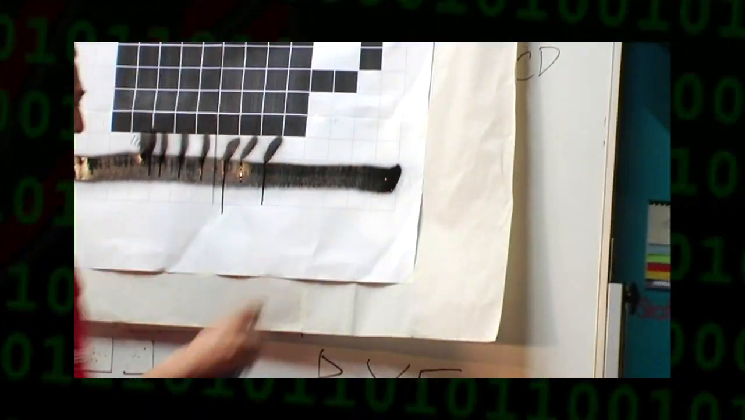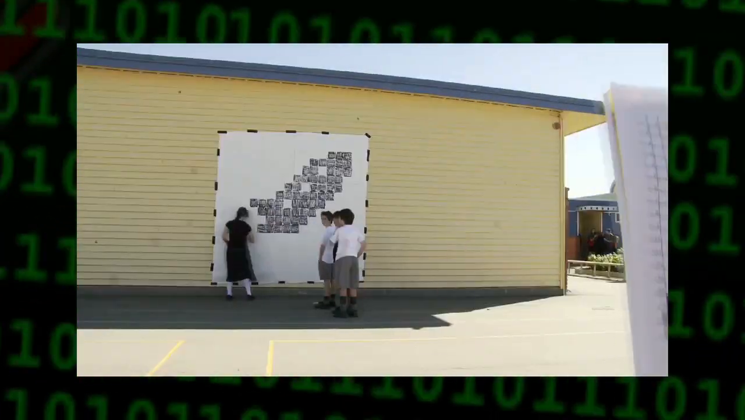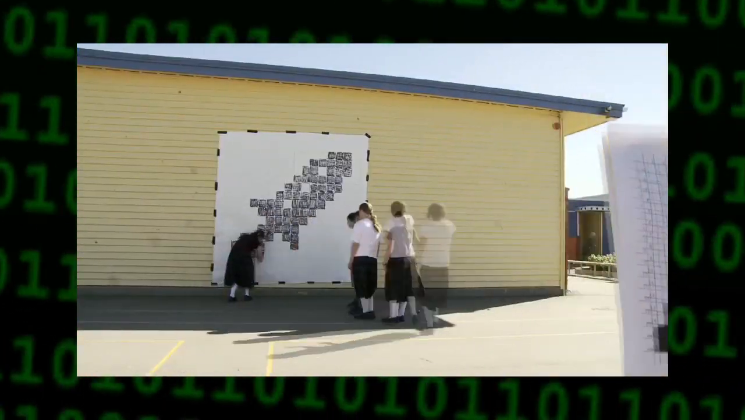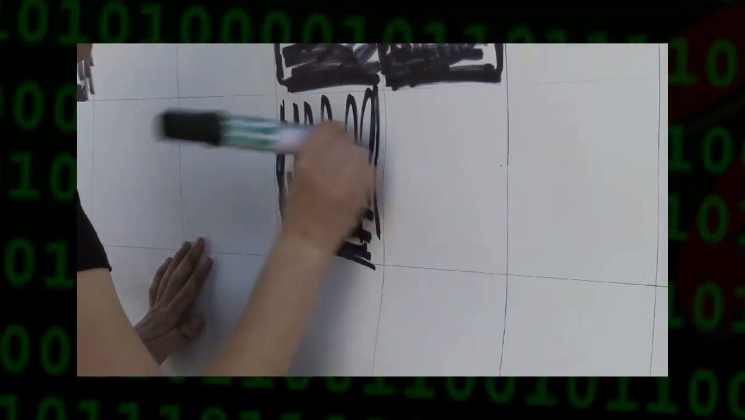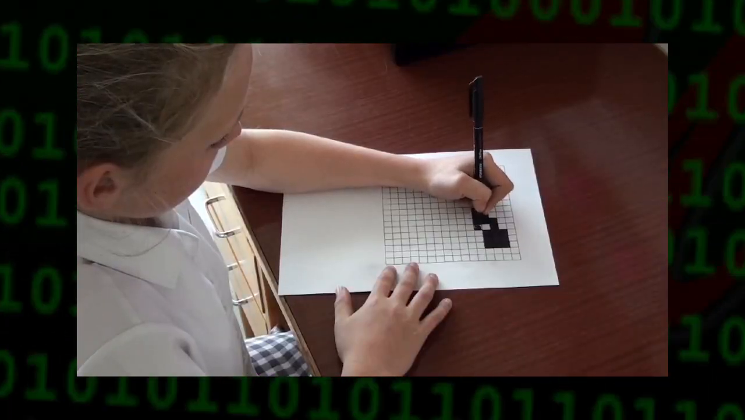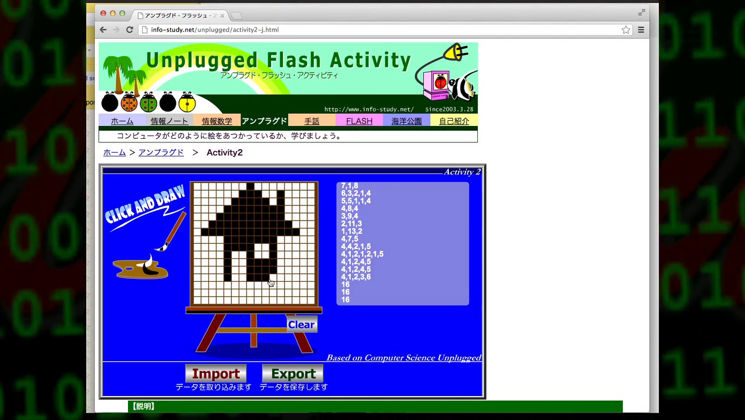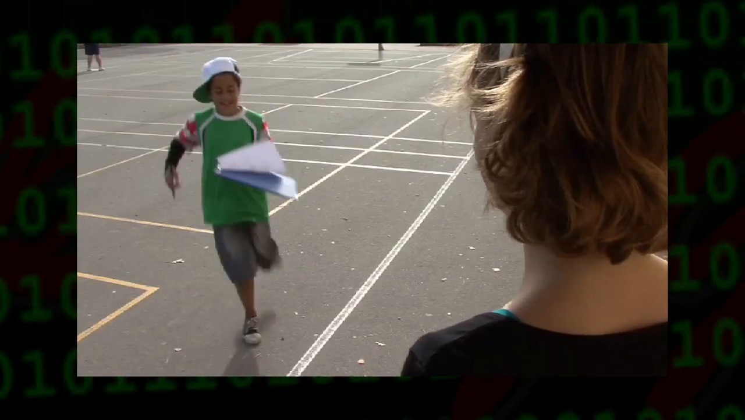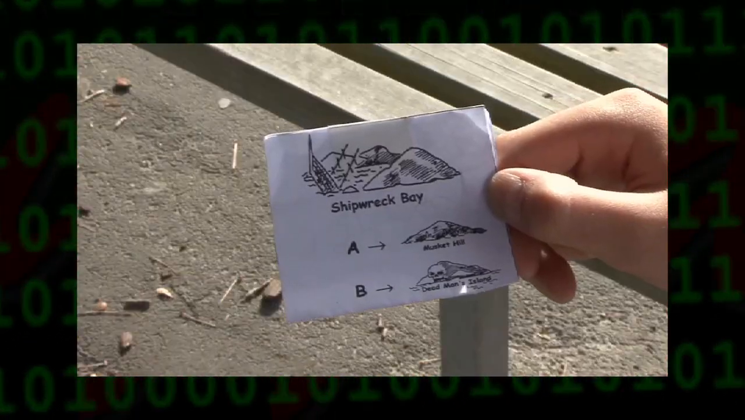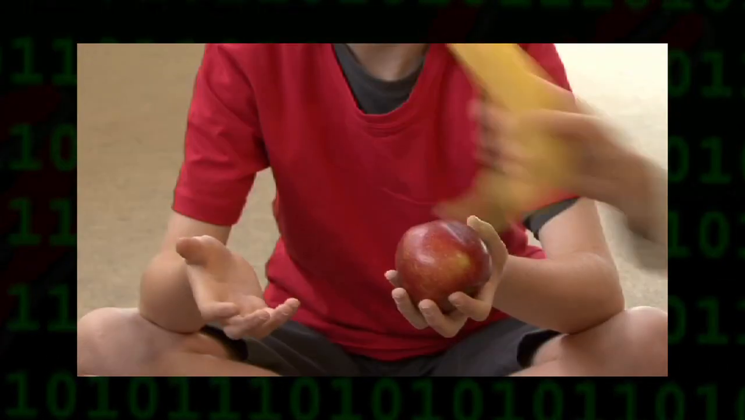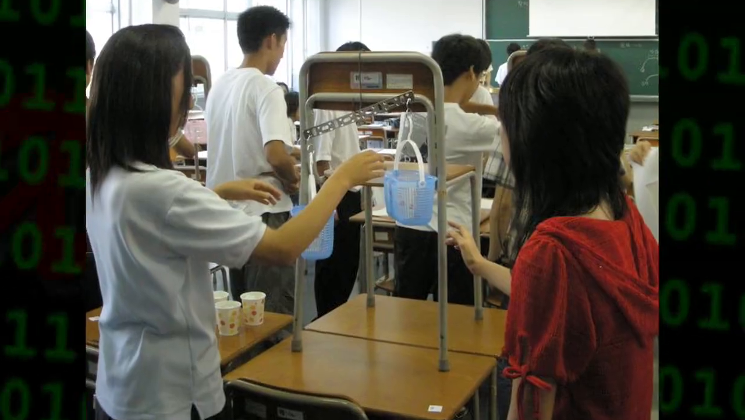Image representation is explored with oversized pixels, and students can compress them for efficient transmission. Like most of the activities, there are paper-based exercises to follow up, as well as a growing number of computer-based activities. There are many more activities, including getting familiar with the concept of finite state automata by running around the playground, and exploring issues of routing and deadlock using fruit.